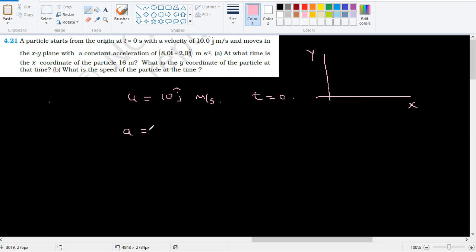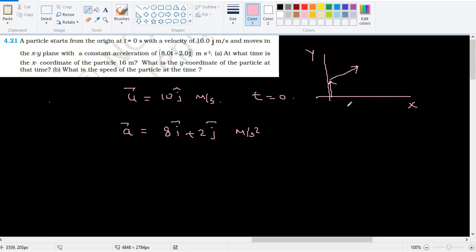So acceleration is given as, since this is a vector, you can write this as a vector. A is also a vector. Meter per second square. At what time is the x coordinate of the particle 16 meter? So listen carefully. Let's say initially it is going at 10 j, something like this. But then the acceleration is both in x and y direction. So there is going to be some acceleration in some direction like this. So the final velocity is going to be moving both in x and y direction.